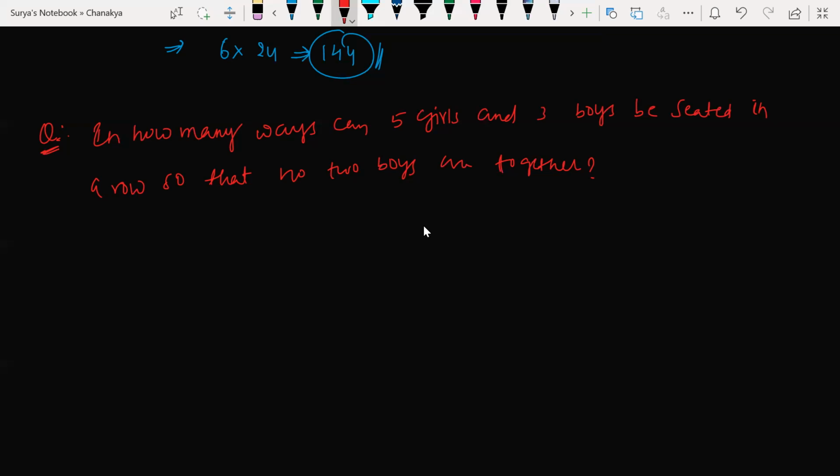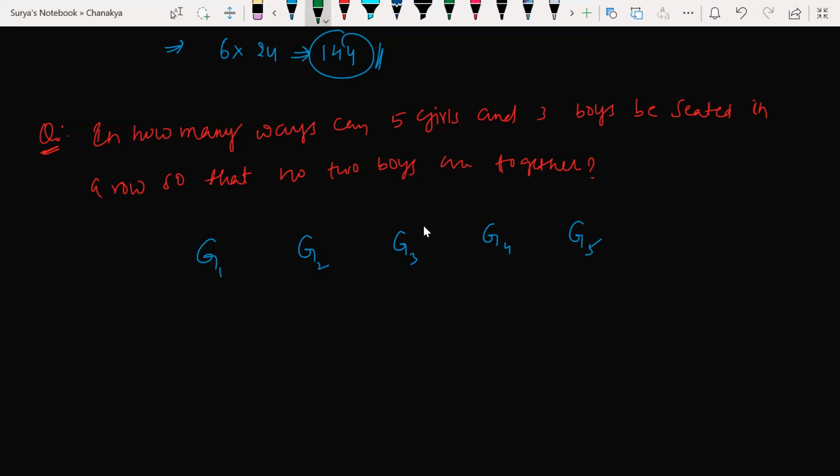Quick. Look at it, very simple. Look at what he has given to you all. In how many ways can 5 girls and 3 boys be seated in a row so that no boys are together? How many girls do I have? 5 girls: girl 1, girl 2, third girl, fourth girl, fifth girl.